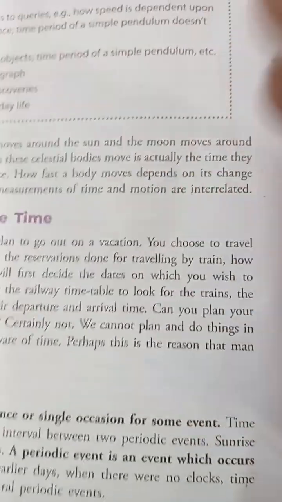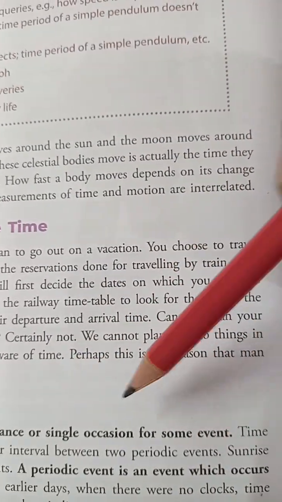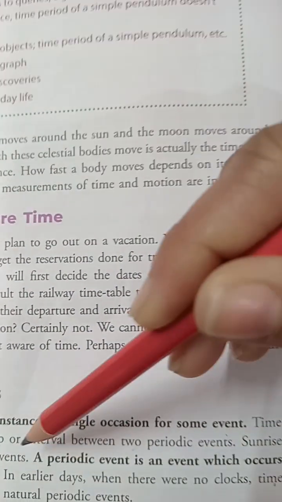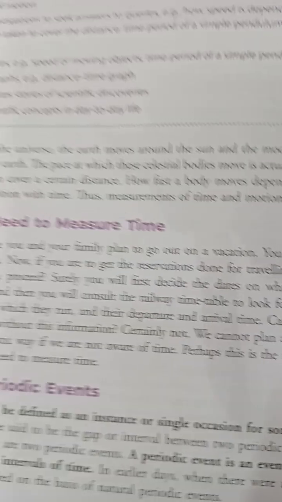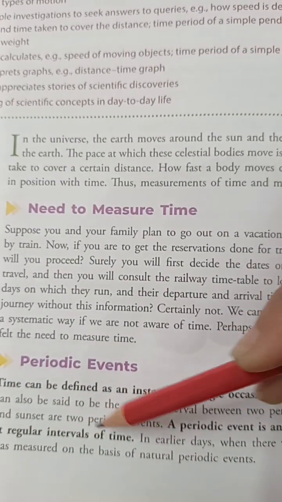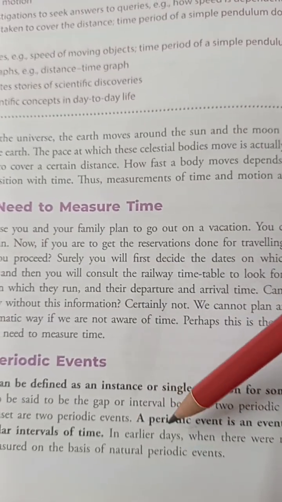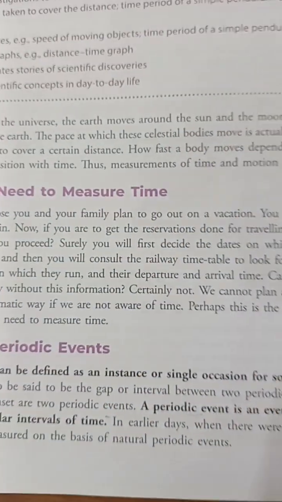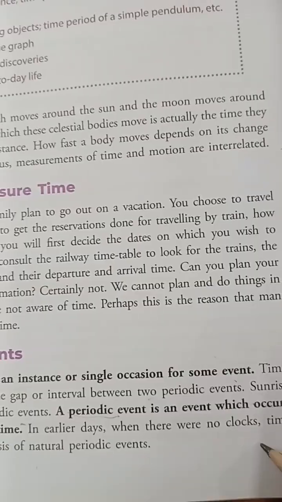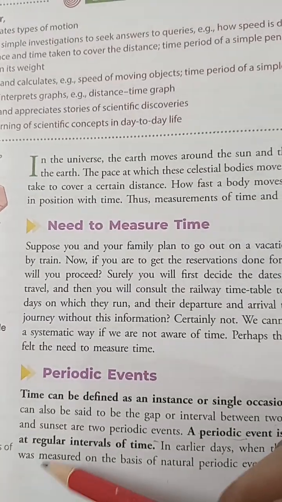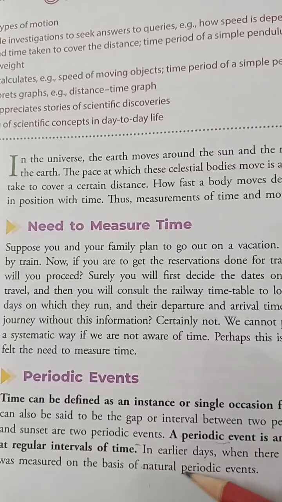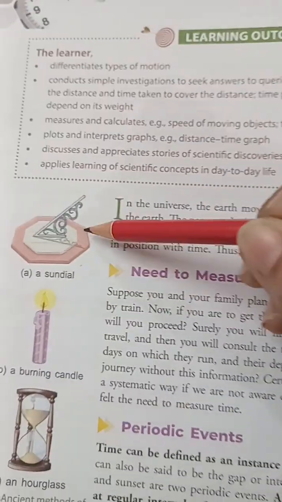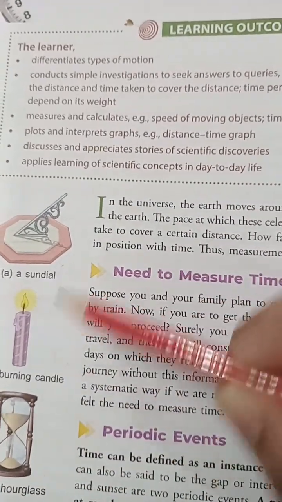Now coming to the periodic event. We have just recalled that time can be defined as the gap between any two periodic events. So what is a periodic event? A periodic event is an event which occurs at regular intervals of time. Okay, so in early days when there was no clock, time was measured on the basis of natural periodic events. If there was no clock, they used all such things to measure the time.